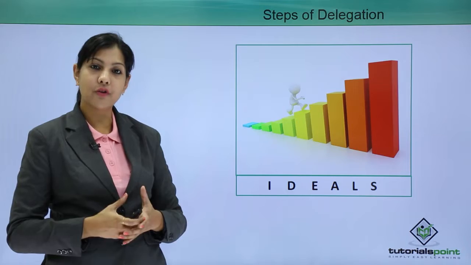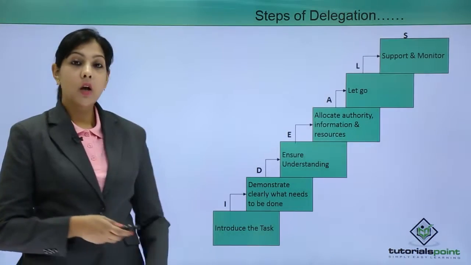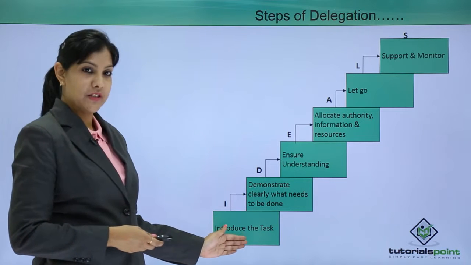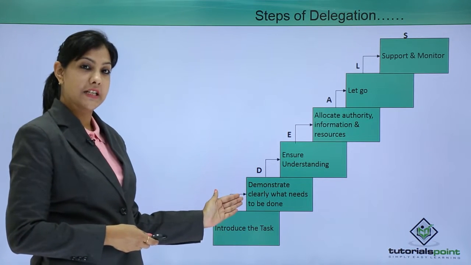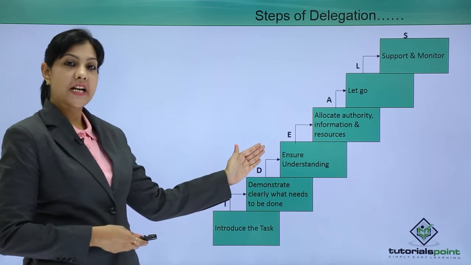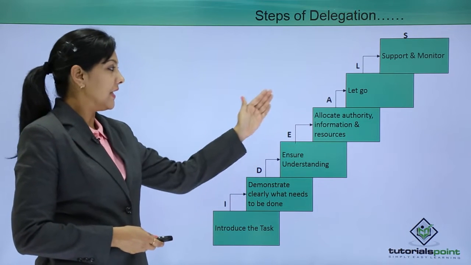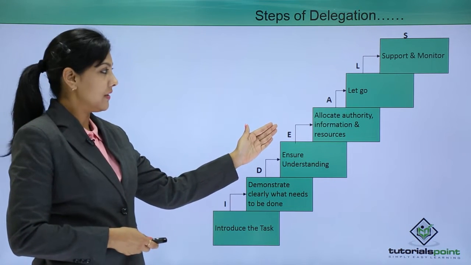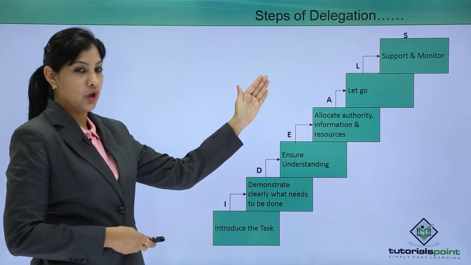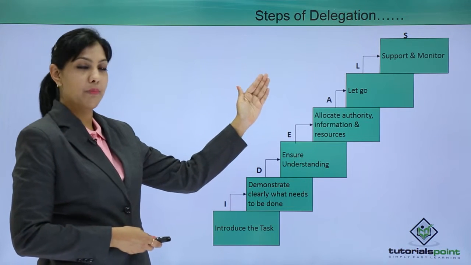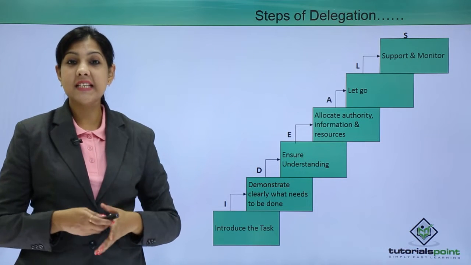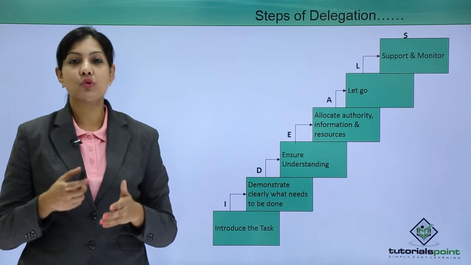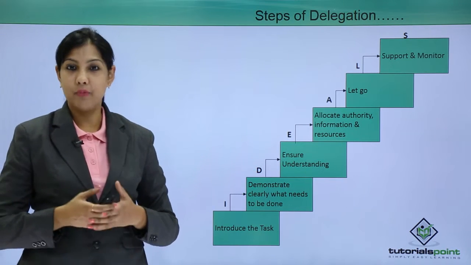IDEALS. This is an acronym which stands for: I for introduce the task, D for demonstrate clearly what needs to be done, E stands for ensure understanding, A stands for allocate authority, information as well as resources, L stands for let go, and S stands for support and monitor. Now my dear friends, these IDEALS that we will speak about in detail right now are actually the steps which will help you to delegate effectively and properly.